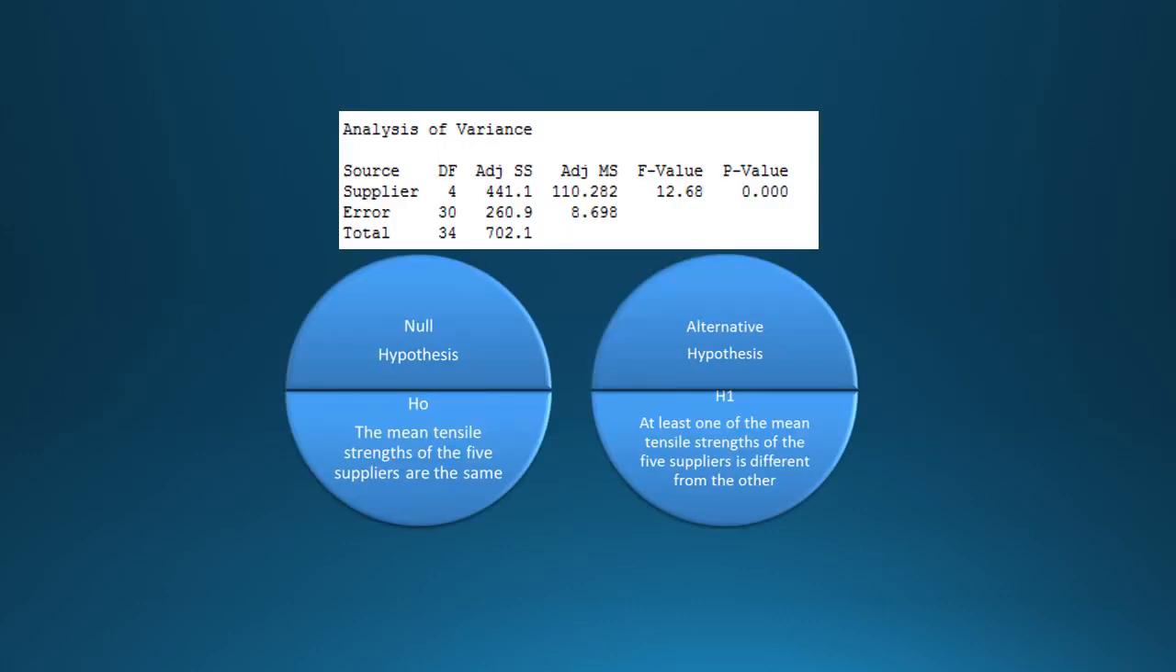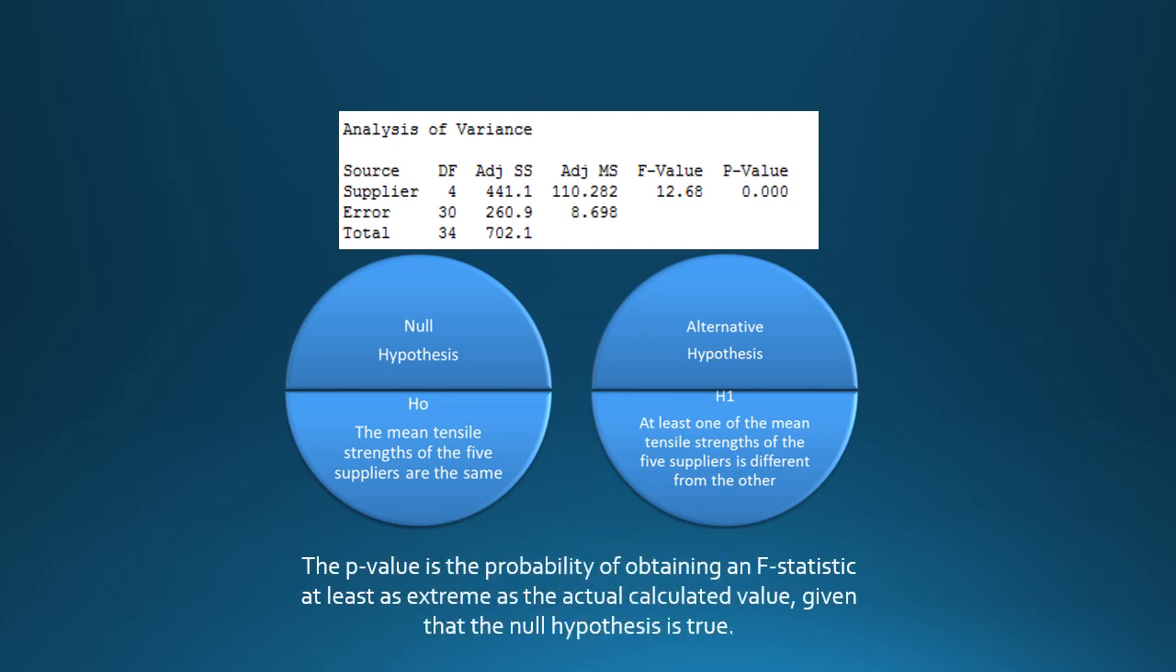So, should we reject the null hypothesis that the mean tensile strengths are the same? We use the p-value to answer this question. The p-value is the probability of obtaining an F-statistic at least as extreme as the actual calculated value, given that the null hypothesis is true. If the p-value is greater than alpha, we fail to reject the null hypothesis. If the p-value is less than or equal to alpha, we reject the null hypothesis.